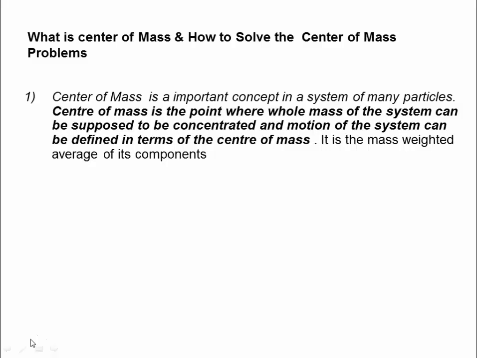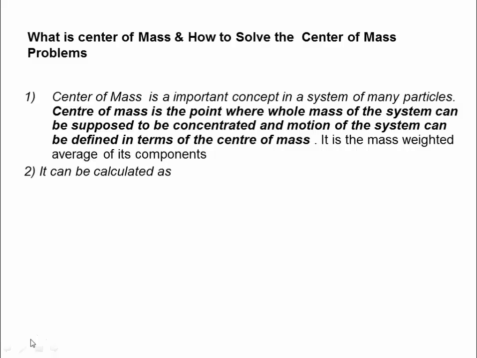Center of mass is a point where the whole mass of the system can be supposed to be concentrated, and motion of the system can be defined in terms of center of mass. It is the mass weighted average of its components. So basically, if a system contains many particles, it will be difficult to treat them. So we create a center of mass position for a system and treat the whole mass as concentrated there, and define the motion of the system accordingly.